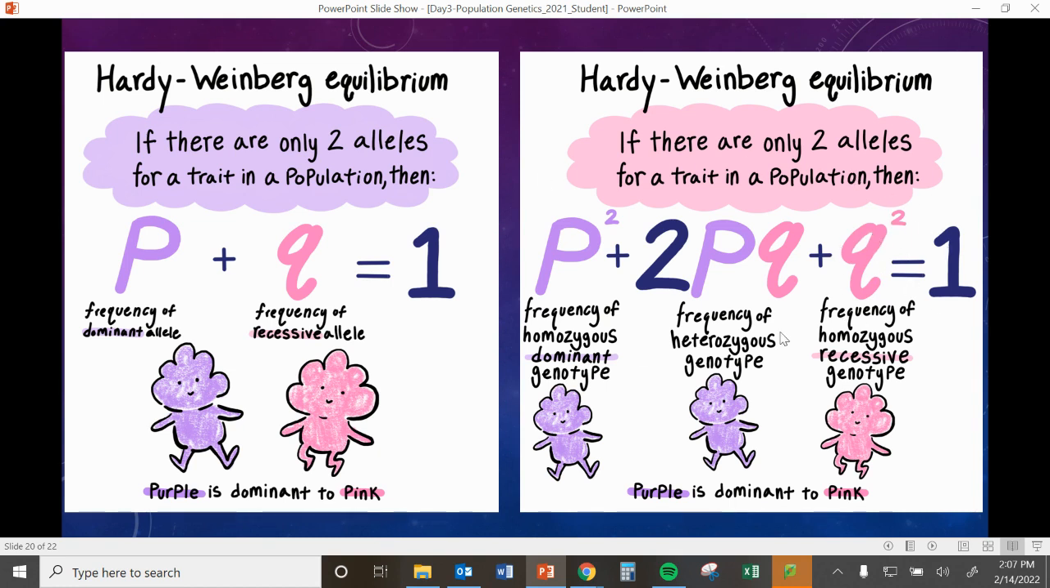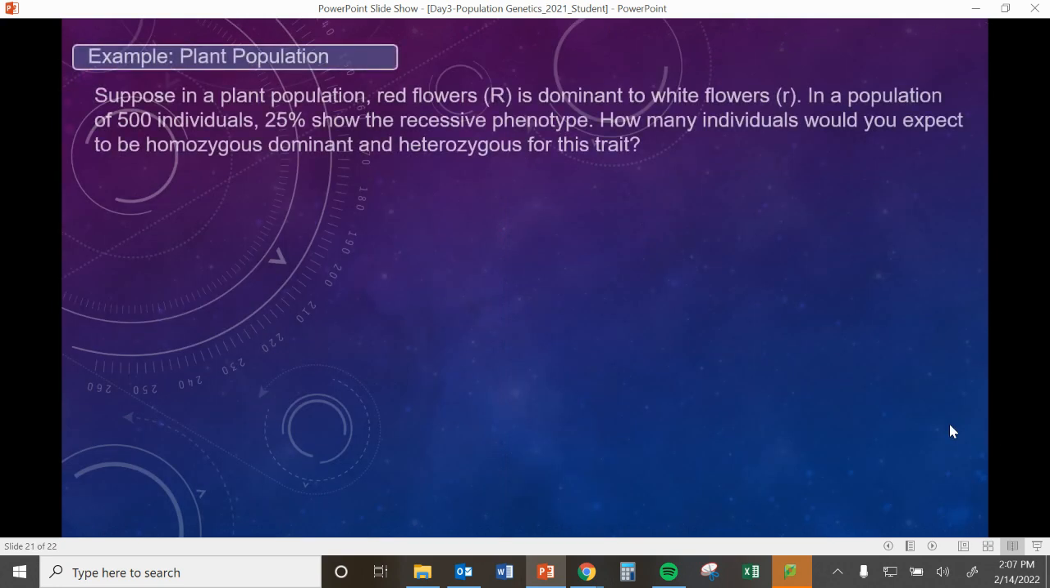Okay, so all of this added together, which is our homozygous dominant plus our heterozygous and our homozygous recessive, should also equal 100% of our population. So we can use these two equations to figure out the number of individuals that are going to have each specific type of genotype. Okay, so here's an example.